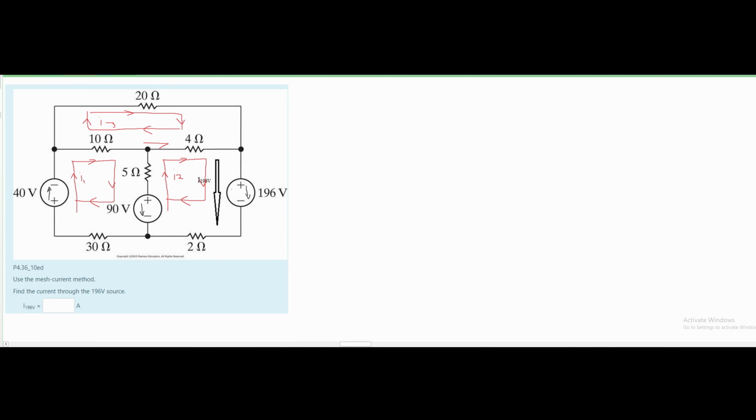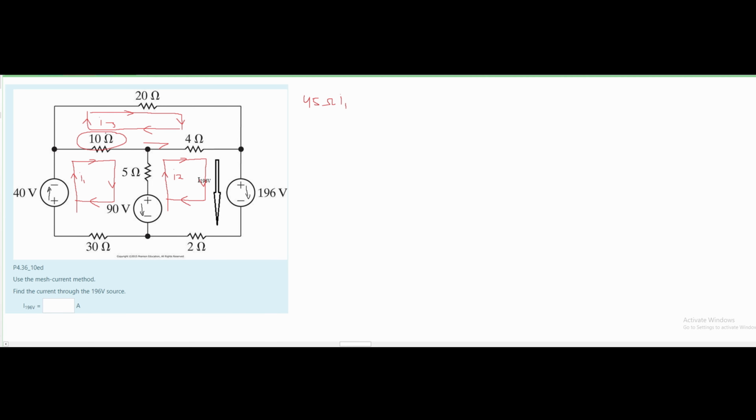Now we can start with the mesh current method. I'm going to look at our I1 first. So for our I1, we know we can add all the resistors up because they are in series. We have a 10 ohm resistor, 5 ohm resistor, and 30 ohm resistor. This is going to give us 45 ohms of resistance, and this is for I1.